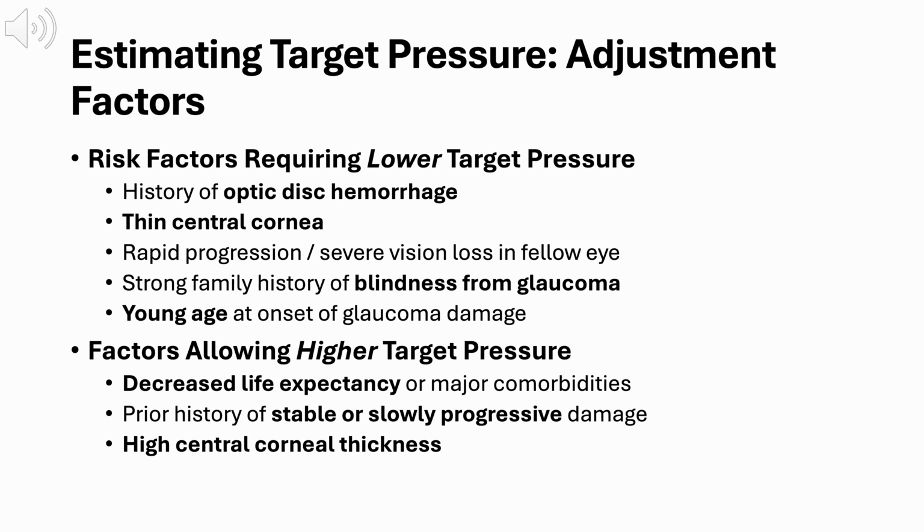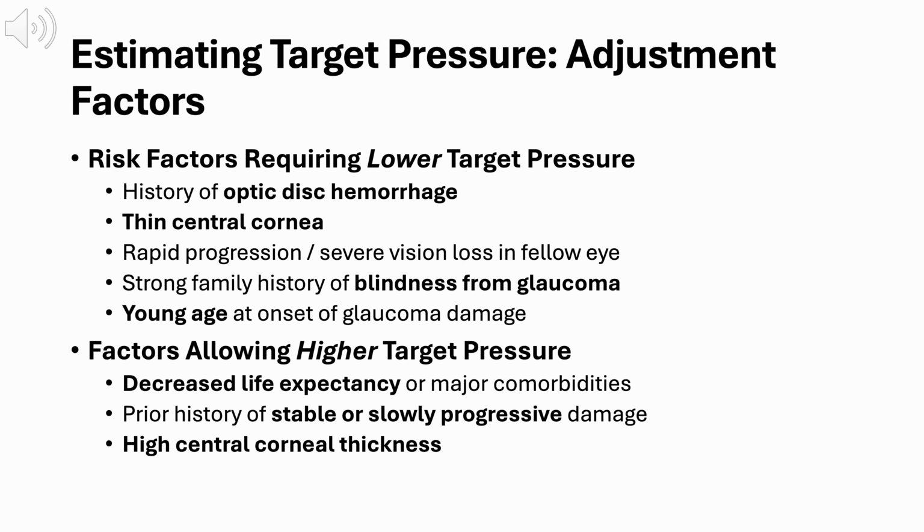Certain features signal the need for a lower target pressure. These include a history of optic disc hemorrhage, a thin central cornea, or evidence of rapid disease progression, especially if the fellow eye has already suffered severe vision loss. A strong family history of blindness from glaucoma or onset of damage at a young age are also red flags that call for a more aggressive target.